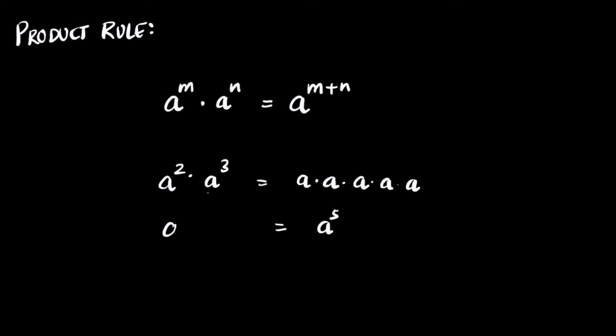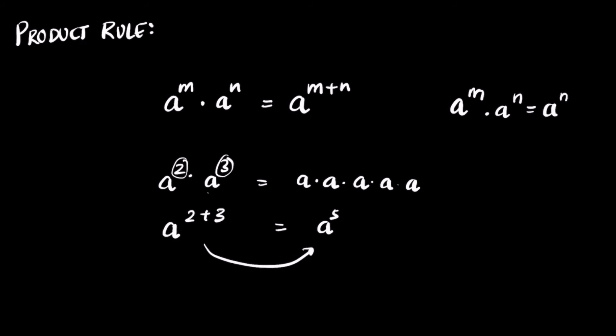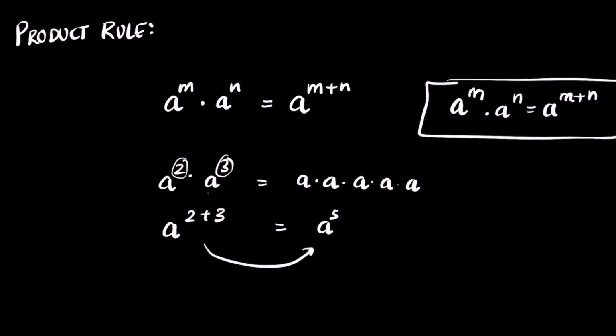But this can also be achieved with the term a to the power m plus n, where m becomes 2 and n becomes 3. So it becomes 2 plus 3, which eventually leads to the same value, a to the power of 5. This is the product rule of exponents. When the base is the same, a to the power m times a to the power n becomes a to the power m plus n. So that's the first one.